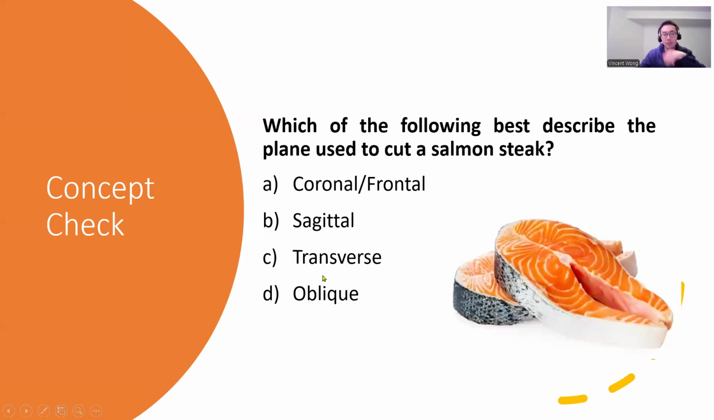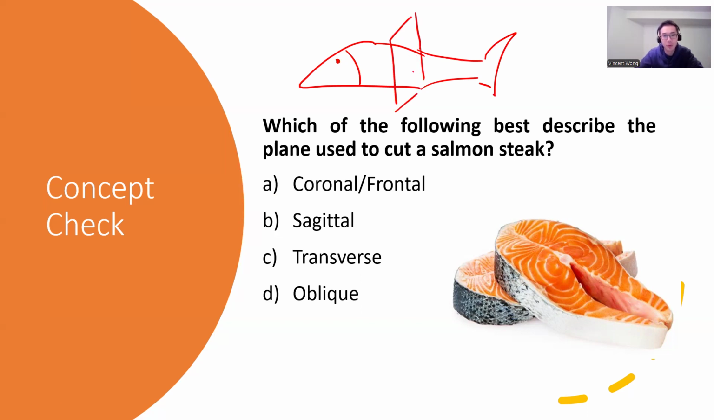This one always gets people. You have to think of the fish, okay? Think of the fish, and then this is a cut that's produced when you cut the fish like this. Okay, so because it separates it into front and back, anterior and then posterior, the answer is coronal or frontal. Okay, coronal or frontal.